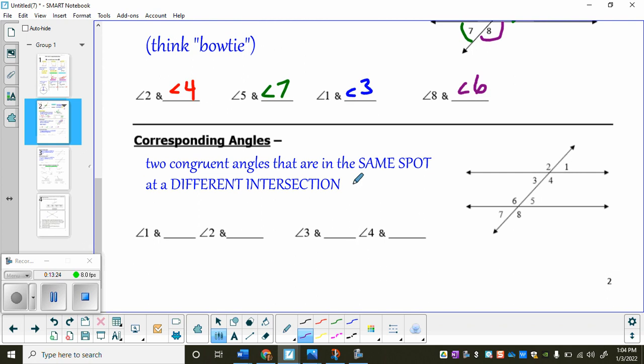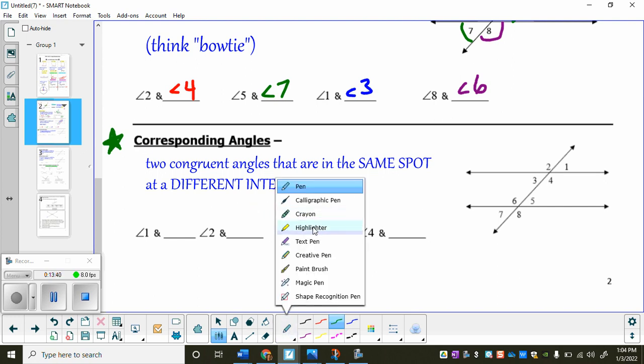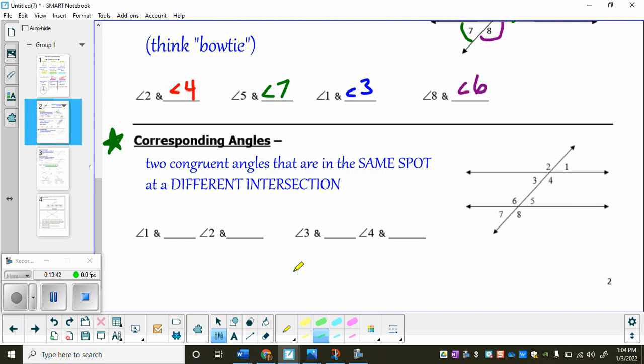All right, and now let's talk about corresponding angles. Corresponding angles are one of the tougher ones for students to remember. Just so you know, for whatever reason, every year this is one of the ones that students kind of forget even exist. So corresponding, I really like corresponding. Let me get a highlighter out for these. So corresponding angles are actually just in the same spot, but at a different intersection.